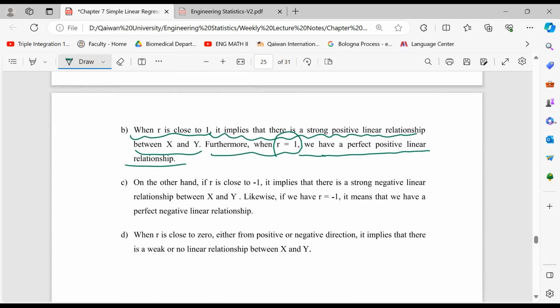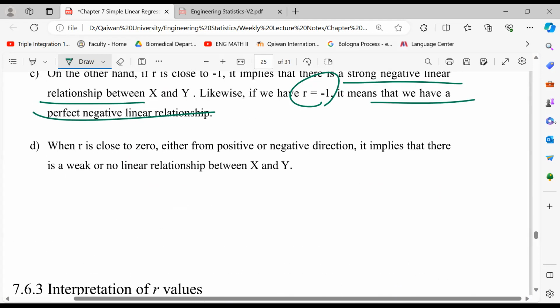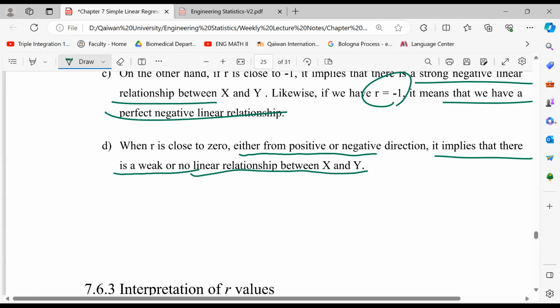For the negative part, it's the same, but in the negative direction. We have a negative relationship between x and y if r is near -1. What if it is -1? We have a perfect negative relationship. When r is close to 0, either from the positive or the negative side, it implies that there is a weak or no linear relationship between x and y.